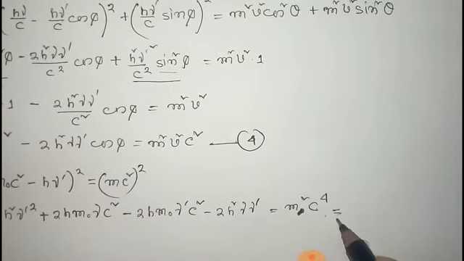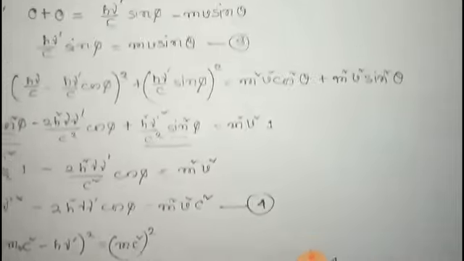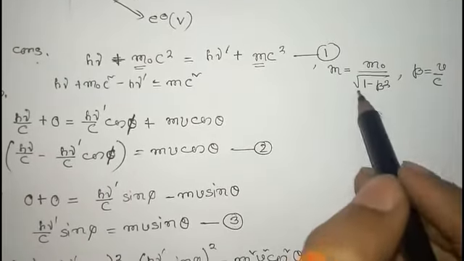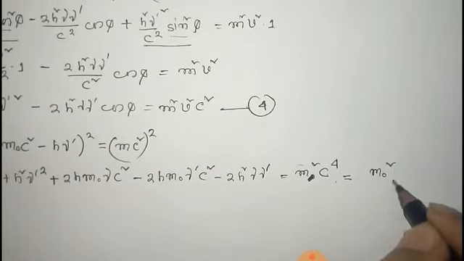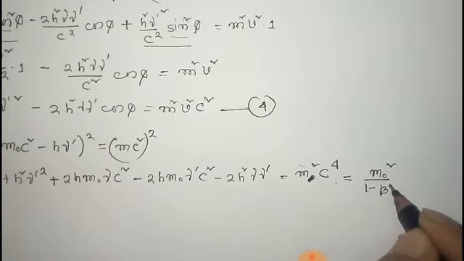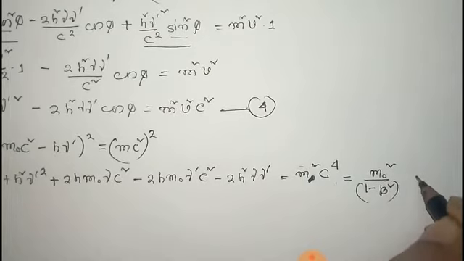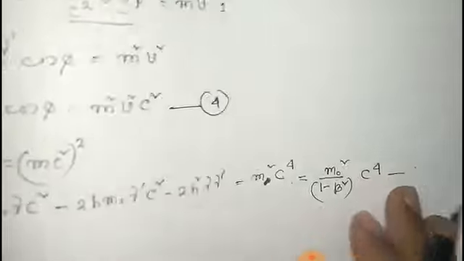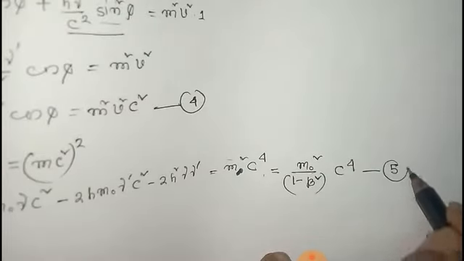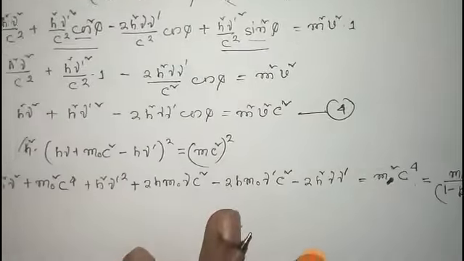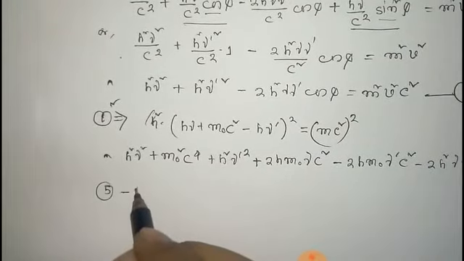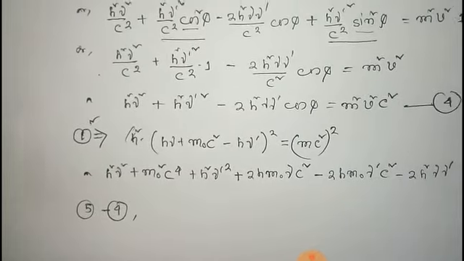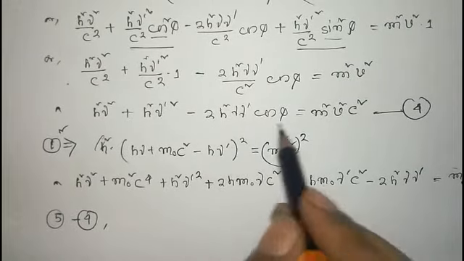And we know the relation of m and m naught from this, that is the moving mass is equal to rest mass by root over 1 minus beta square, so it will be m naught square by 1 minus beta square into c to the power 4. Okay, and name this as equation number 5. Now we do an operation: we subtract equation 5 minus 4.